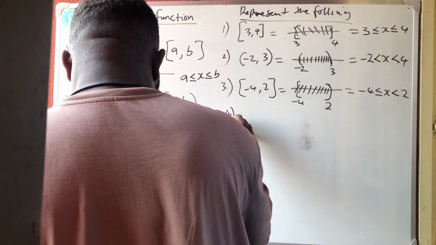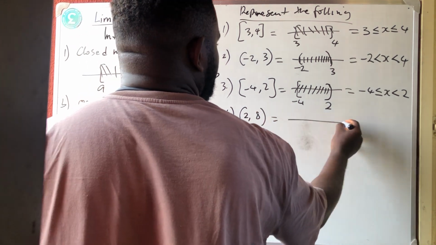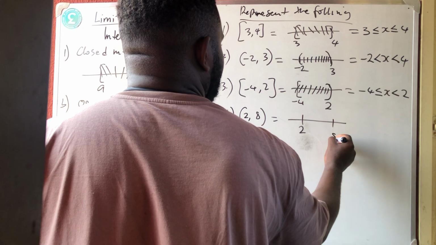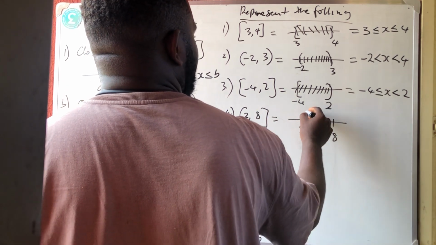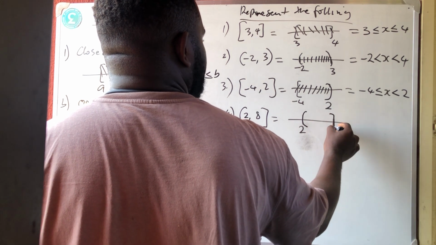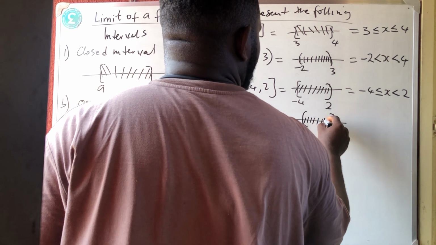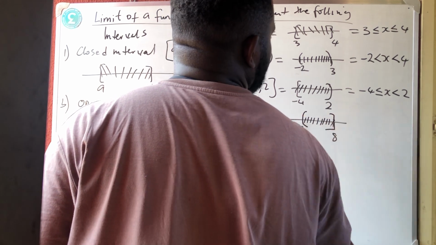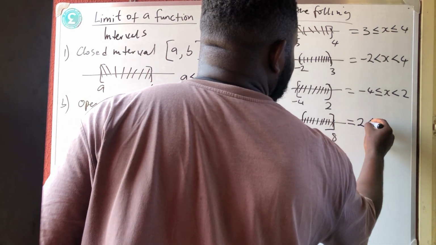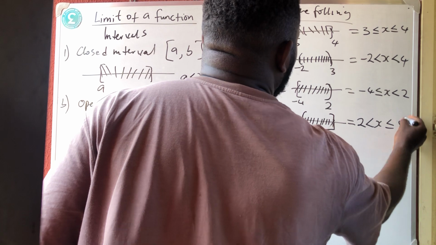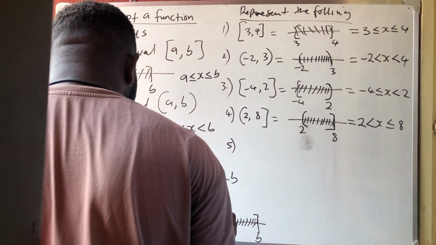Number 4 says (2, 8]. So this is my 2 and this is my 8. What do I have here? This kind of bracket and this kind of bracket. It means that the interval did not start from 2. Anything in between 2 and 8 with the 8 involved. 8 is involved. So I put it this way: 2 is less than X, which is less than or equal to 8. So the next one, number 5.